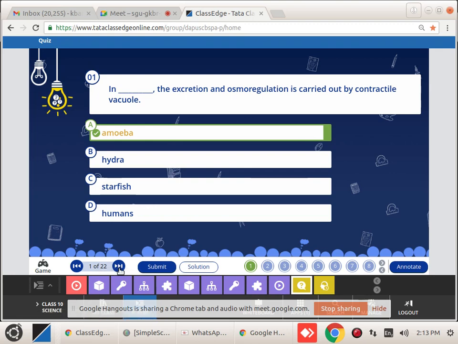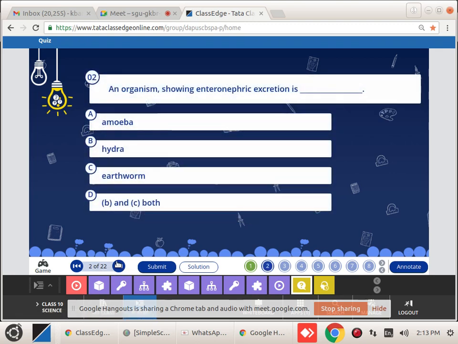A few of the questions I am going to take in front of you all so that you will also know how well prepared you are. An organism showing enteronephric excretion is: amoeba, hydra, earthworm, both.